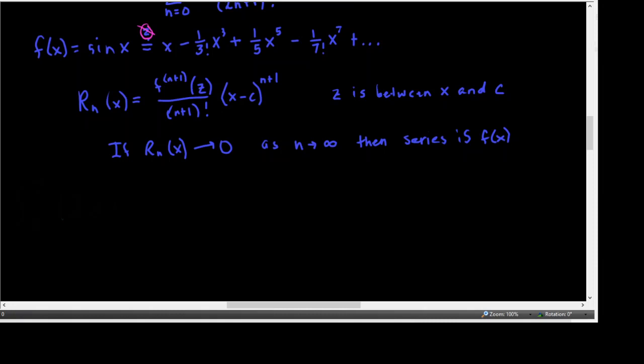In other words, that f of x equals sine of x converges to sine of x for all x given that Maclaurin series. Okay, so we're going to need to show that sine of x is equal to x minus x cubed over 3 factorial plus x to the 5th over 5 factorial minus x to the 7th over 7 factorial.